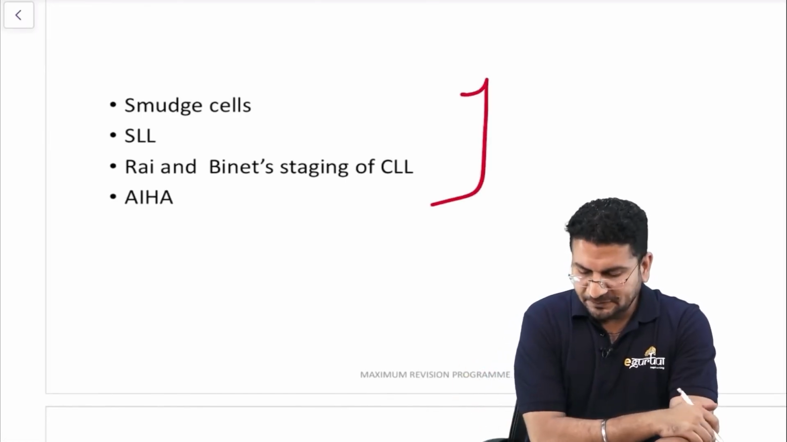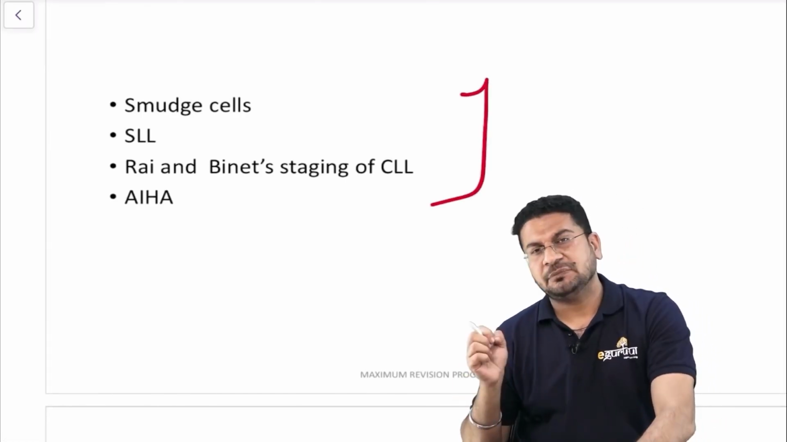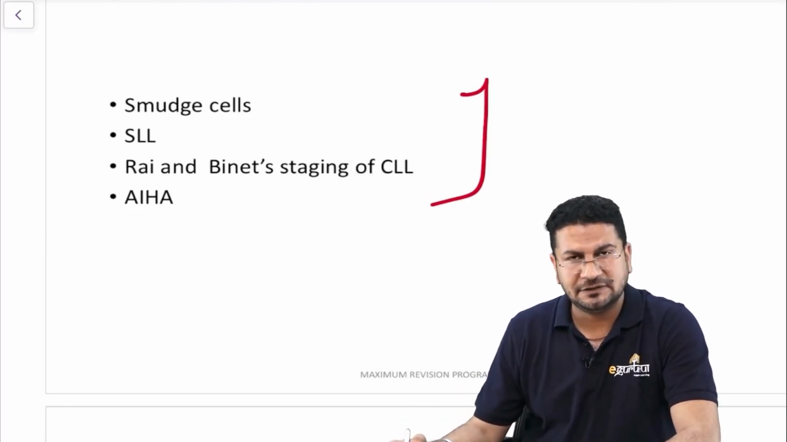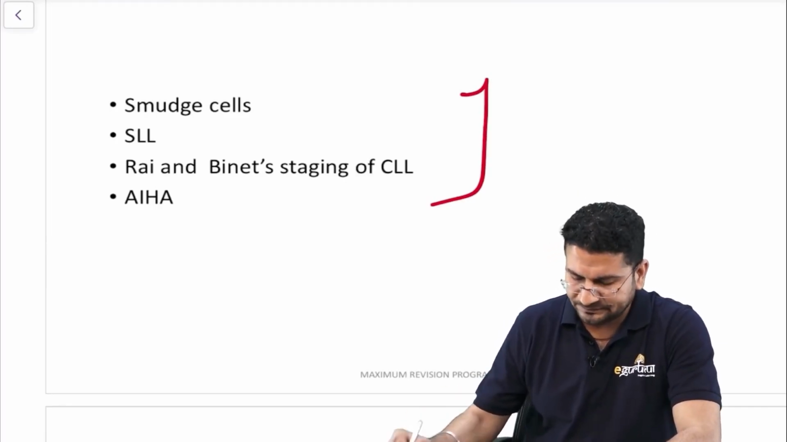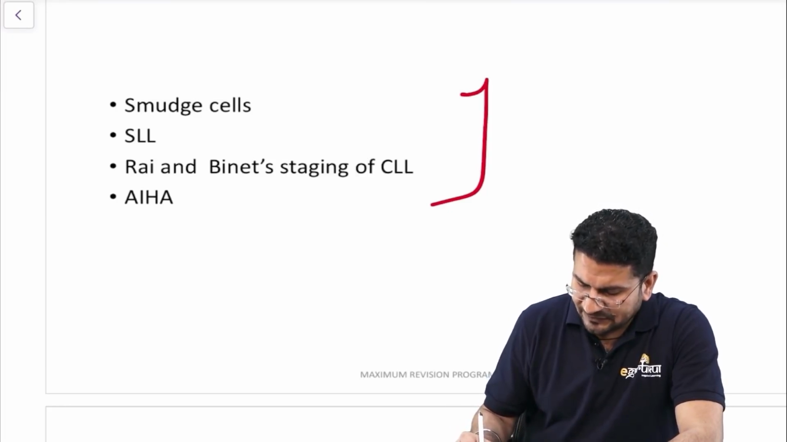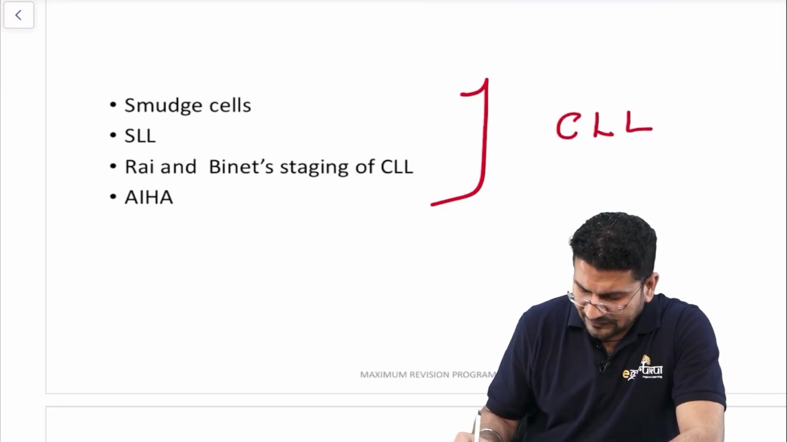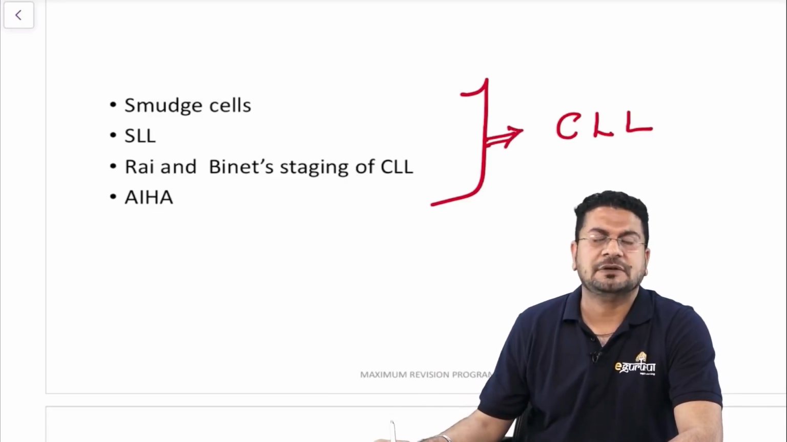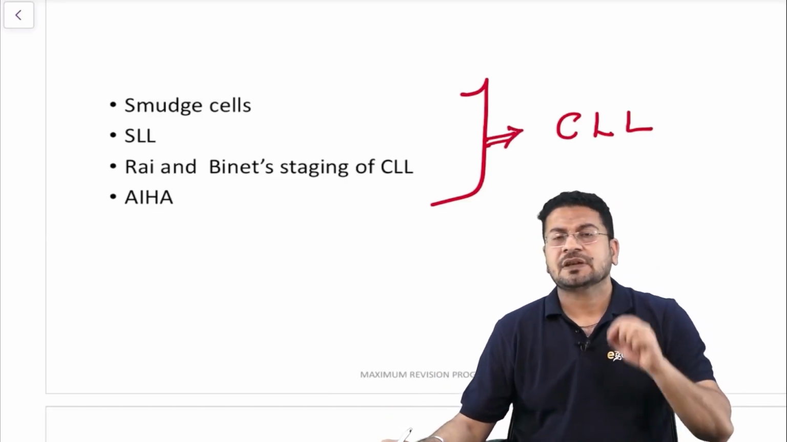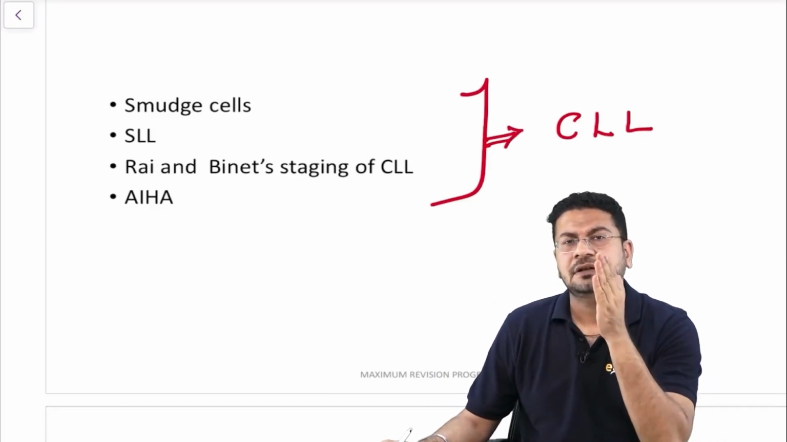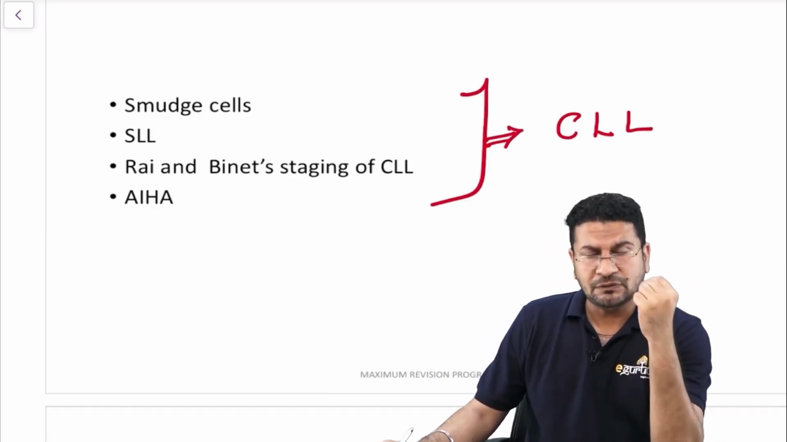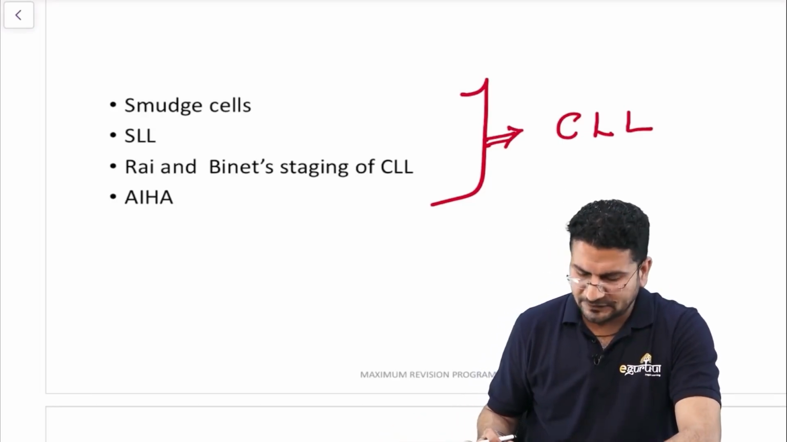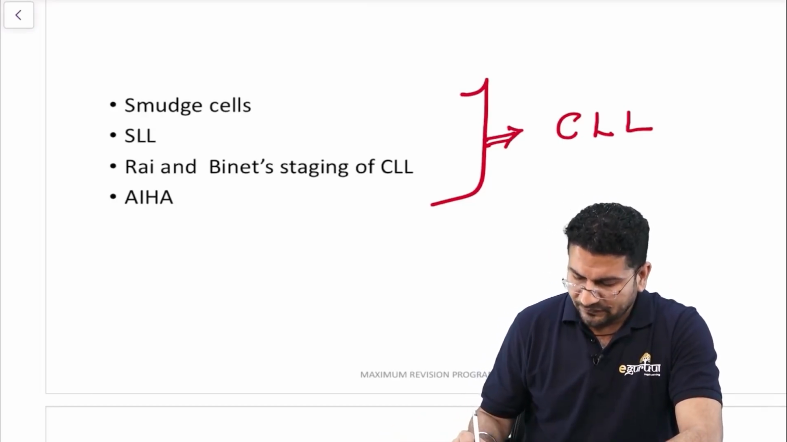Smudge cells, if you see this leukemia, when these neoplastic cells aggregate in a lymph node, then we use the term SLL. SLL means small lymphocytic lymphoma. There is Rai staging and association with AIHA. So these are MCQs of CLL, chronic lymphocytic leukemia. When it is a blood finding, we use the term CLL. If it is a lymph nodal finding, then we use the term SLL, small lymphocytic lymphoma.